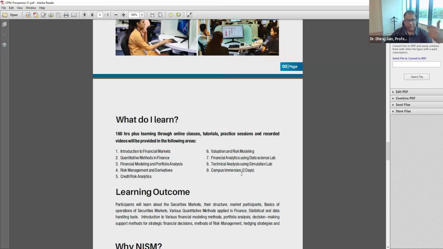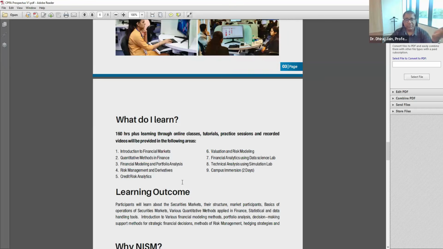So the first one is introduction to the financial markets. The second is quantitative methods in finance, where we'll talk about various analytical tools that are used in finance. The faculties will talk about analytical tools and how they are used to take financial decisions. Third would be financial modeling and portfolio analysis, that is, how financial models are created and how portfolio analysis is done.